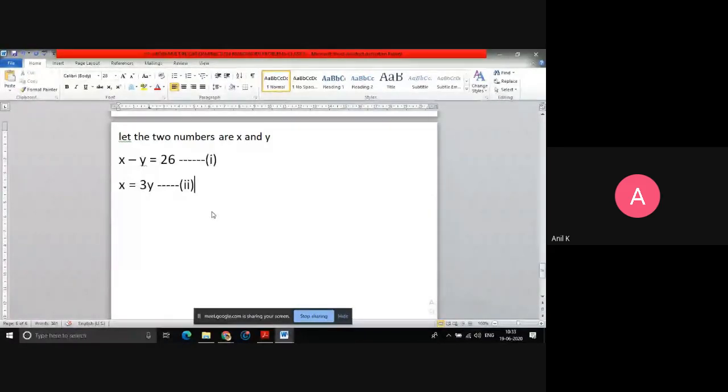Now you got equation 1 and 2. Substitute this x equals to 3y here. Can you guess without solving what is the x and y value? Look at the screen and tell me. Just solve it orally. If I replace x as 3y here, then I'll get 3y minus y as 2y, which equals 26. So y equals to 13. If y is equal to 13, x will be 39, since 3 into 13 is 39.